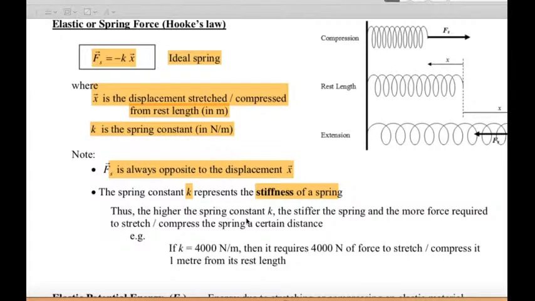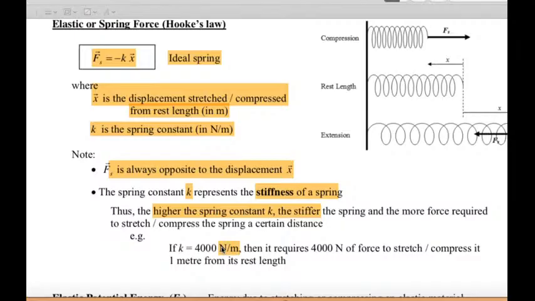So going back to the K, we know that the spring force is always opposite to x. K is the stiffness. So higher K is stiffer, which means we need more force to stretch or compress the spring. So if you have two different springs, one has a K constant of 100, one has one of 4,000 newtons per meter, it's going to be really easy to move the 100 newtons per meter versus the 4,000, right? That's what we refer to as the stiffness of the spring, how much force it requires, right? That's where the units come into play.